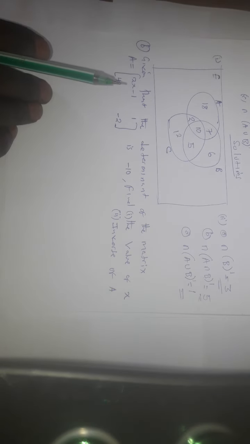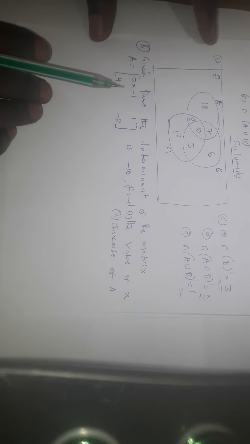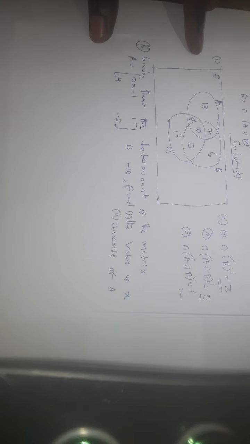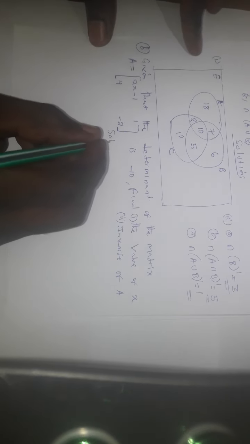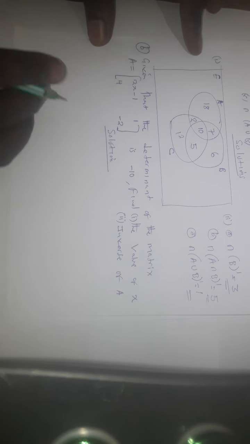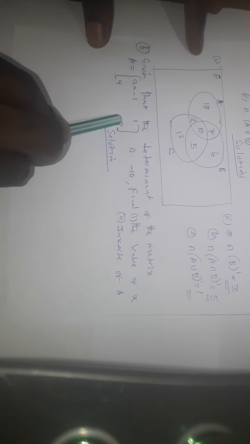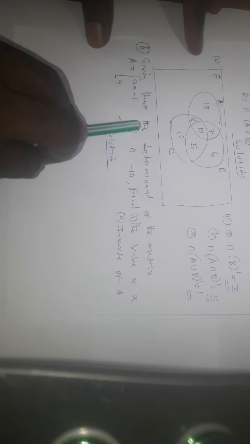So how can we find the value of x when we've been given this matrix and its determinant equal to negative 10? You shouldn't worry about that. All you need to do is use the concept of finding the determinant. For the solution, we get this matrix and then find its determinant. So how do we get the determinant of a matrix? We get the product of the major diagonal minus the product of the minor diagonal.